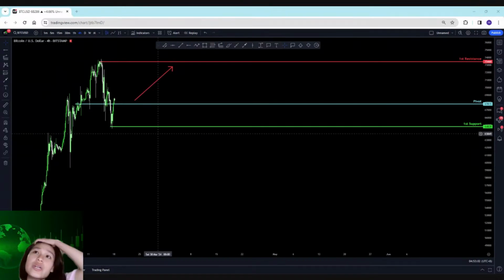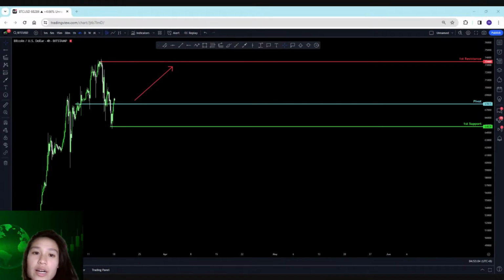Yeah, so let's go ahead and look at the economic calendar now. There are a lot of economic calendars that you can choose from online, but the one that we typically prefer to use is forexfactory.com. So let me show you guys.